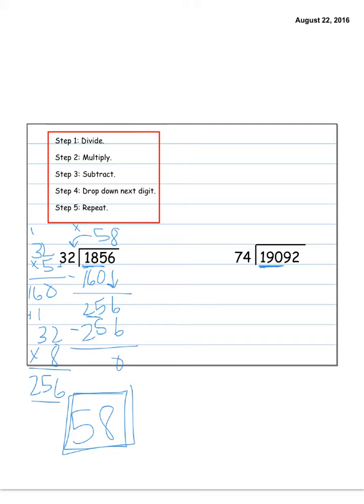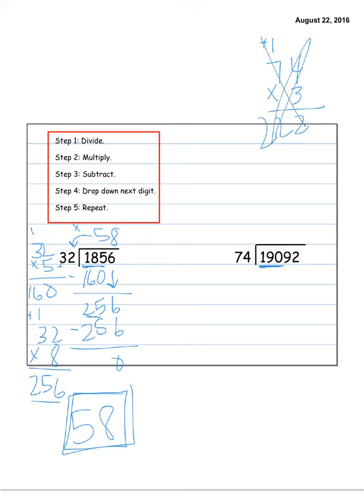74. Okay. Let's see. How many times can we fit 74 into 190? I'm going to guess that it's going to be close to 3, so I'm going to try it. 74 times 3. 3 times 4 equals 12. Put down our 2, regroup our 1. 3 times 7 is 21. 21 plus our 1 we regrouped is 22.